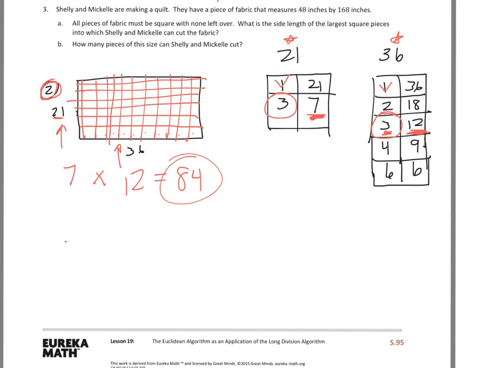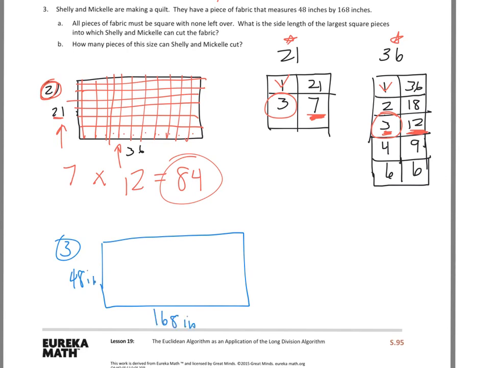So for 3, I'm just going to draw a diagram just so I get an idea of what it is. And this looks like 48 inches. This will be 168 inches. And now it's asking for the largest, what is the side length of the largest square piece? Meaning, again, I have to find my common factors of this. The greatest common factor, because the largest means greatest.